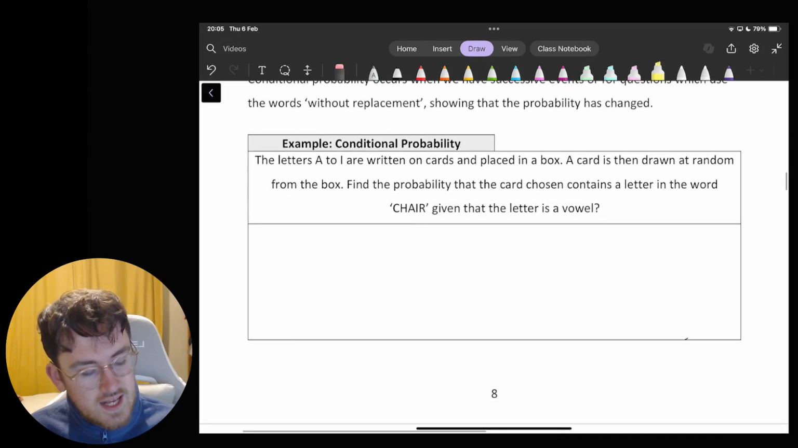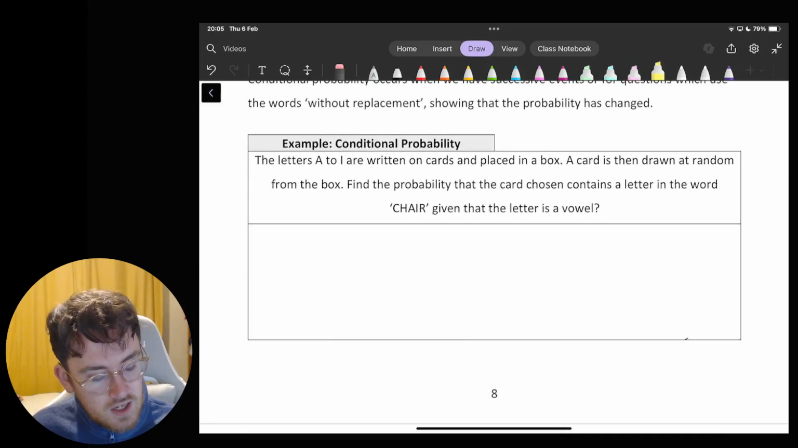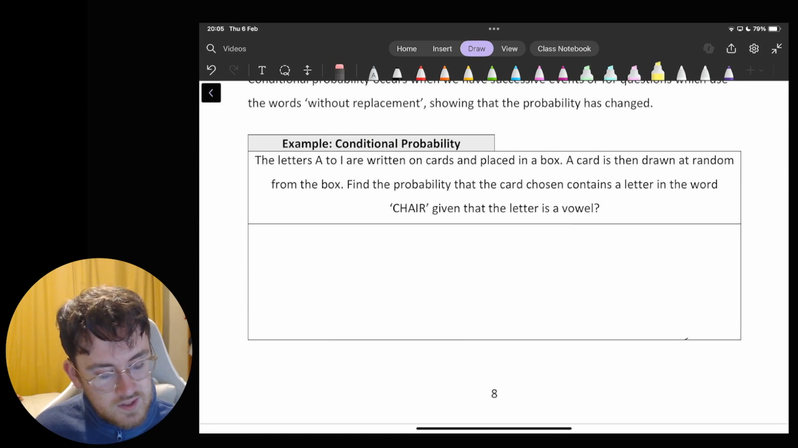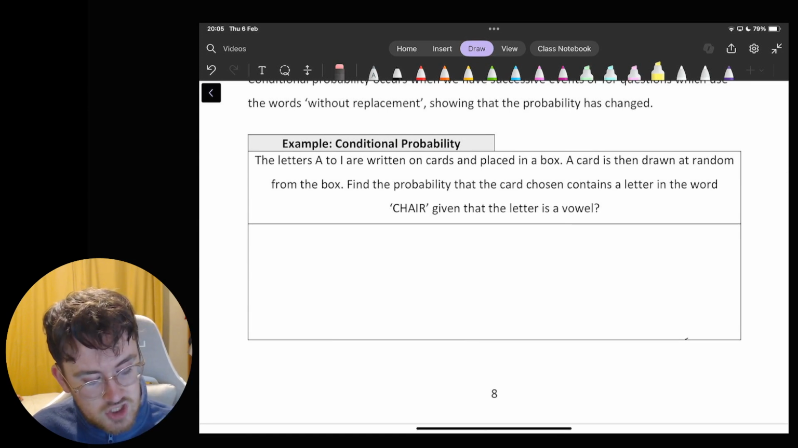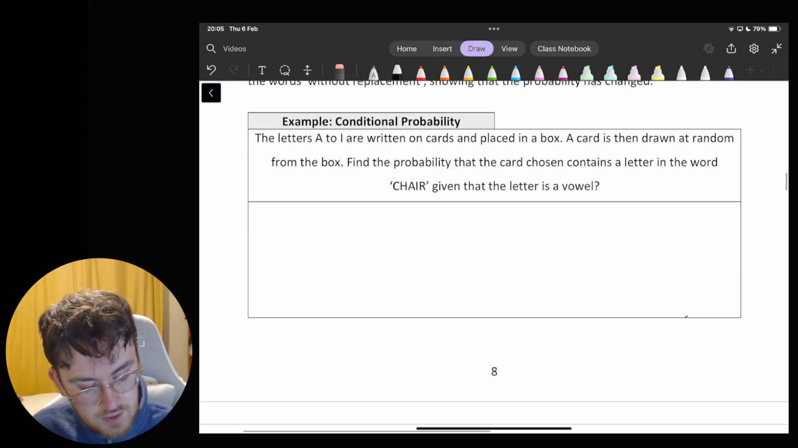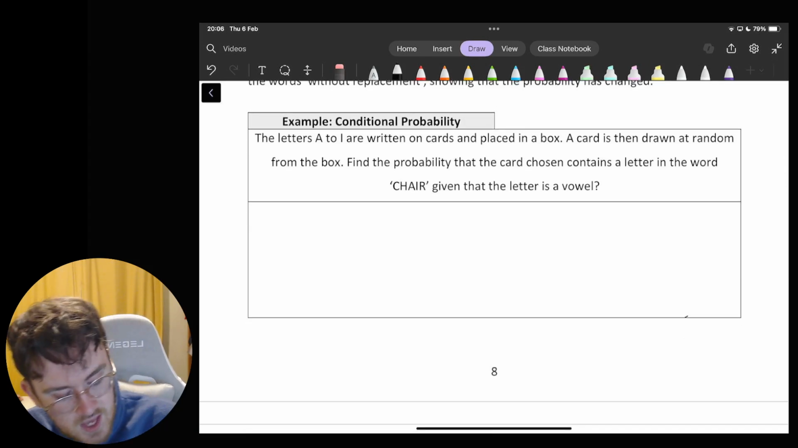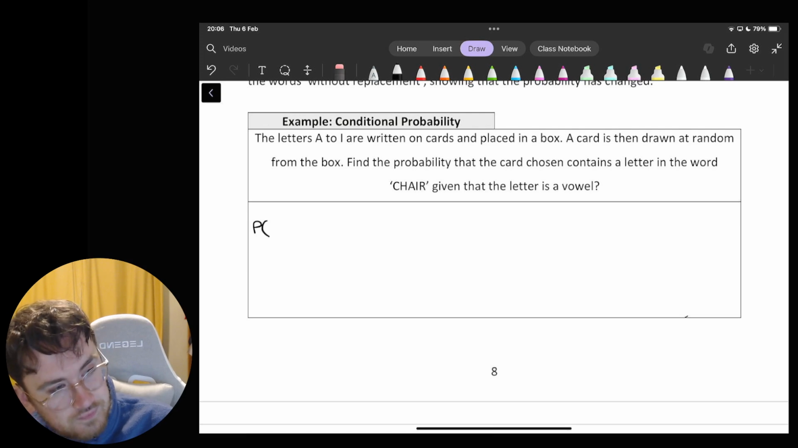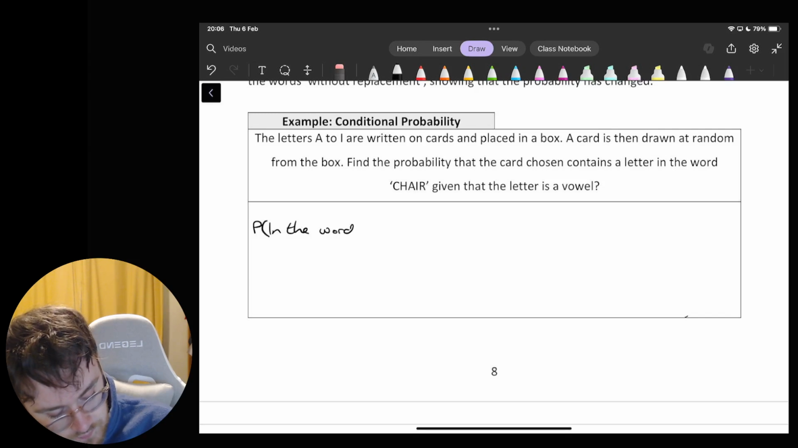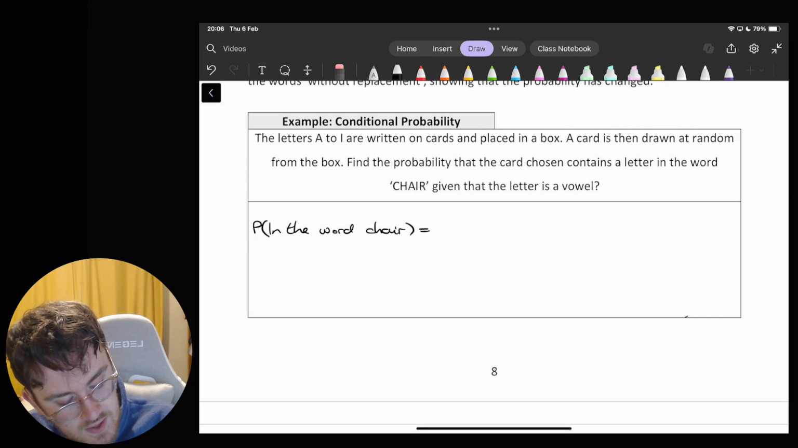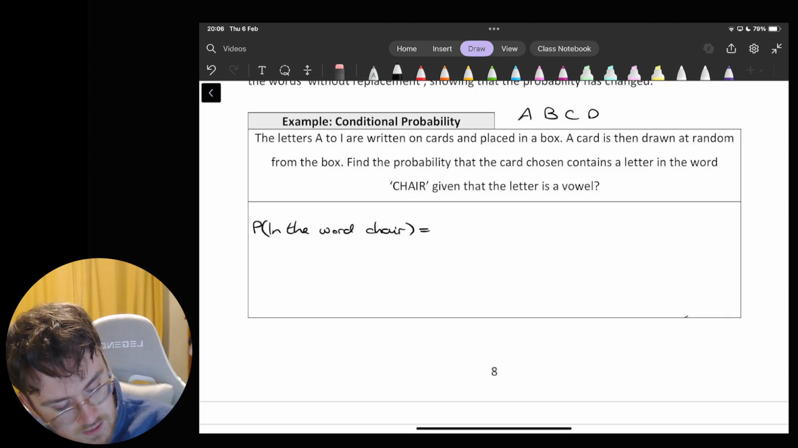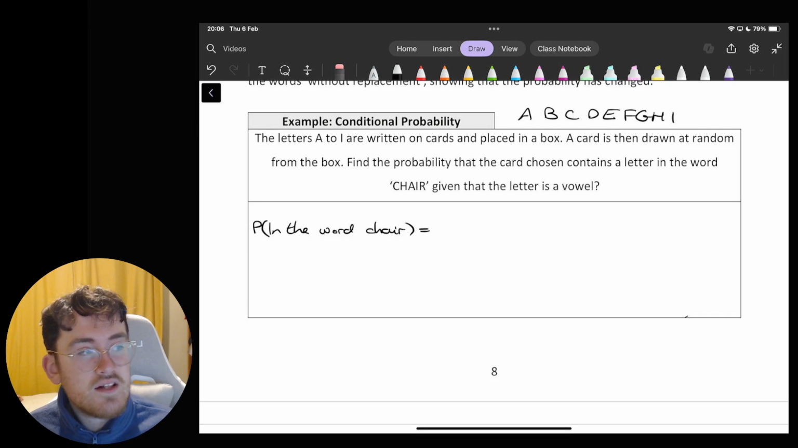So the letters A to I are written on cards and placed in a box. A card is then drawn at random. Find the probability the card chosen contains a letter in the word chair, given that the letter is a vowel. Okay, so let's see. If I go with the letters A to I: A, B, C, D, E, F, G, H, I, we might as well just write them out for ourselves.